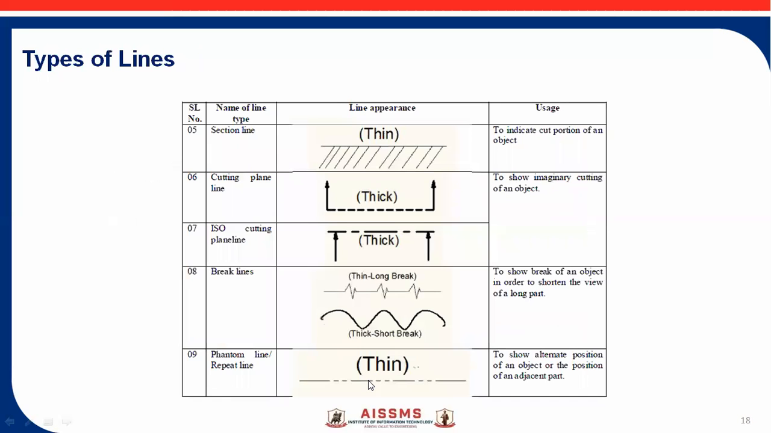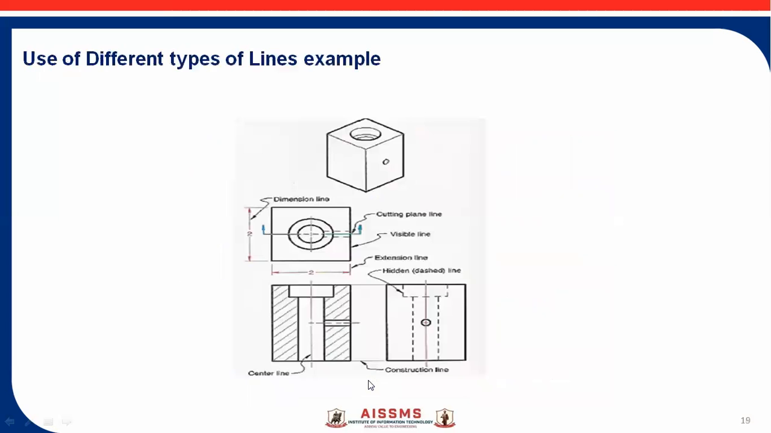Then section lines: after cutting the object along the symmetry, the section line is there to indicate the cut portion of the part for complicated shapes. Then cutting plane line, iso cutting line, breaking line, long break line, heavy line. So these are all the kinds of lines there are. In detail, we are going to see the applications in the dimensioning rules.